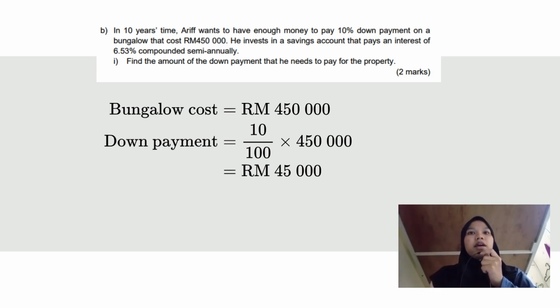So the bungalow cost is 415,000 ringgit. The down payment is 10%, which is 10 divided by 100, times 415,000 ringgit. So the total amount is 41,500 ringgit.